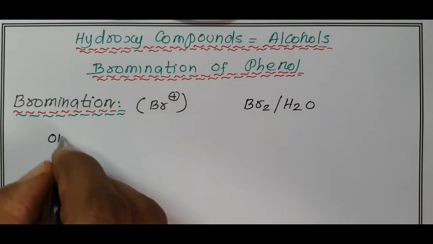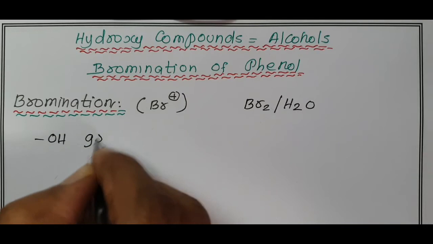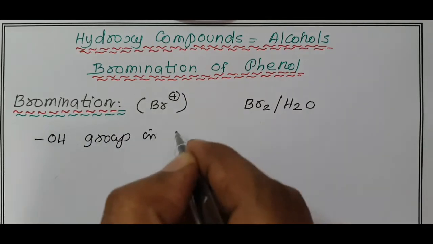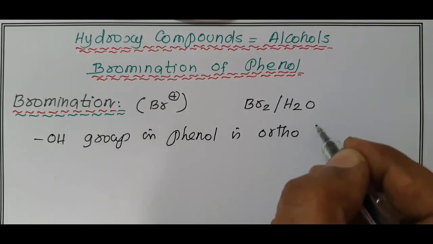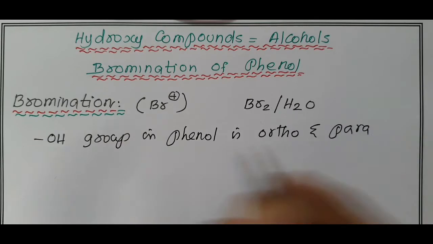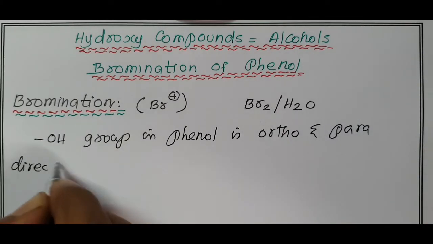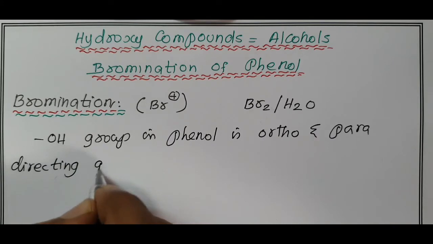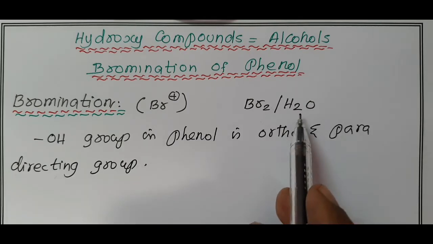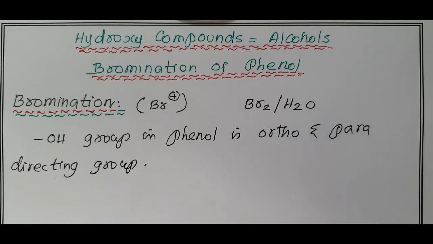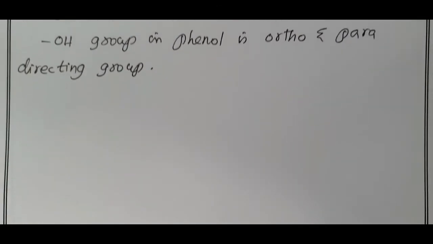Also remember that the OH group in phenol is an ortho and para directing group. Therefore, the electrophilic substitution reaction takes place at both ortho and para. Remember, water is a highly polar solvent. Therefore, at the same time, the ortho and para hydrogens of phenol are replaced by Br plus.